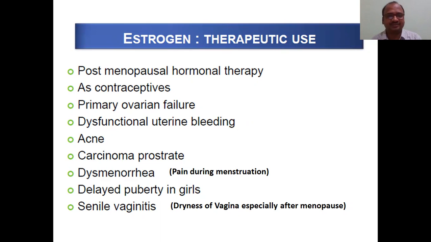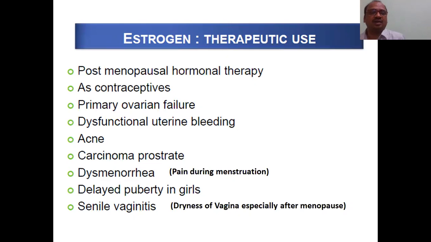Dysfunctional uterine bleeding. Acne, not agni, this is acne, ACNE, like pimples with pain. Carcinoma of the prostate gland in the male. If there is excess, cancer will take place. Dysmenorrhea, pain during menstruation. Delayed puberty in girls, they will not become a woman; slowly they will become a woman because of estrogen deficiency. In such a case, you have to give estrogen.